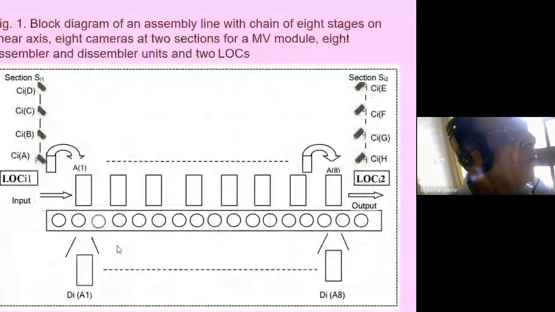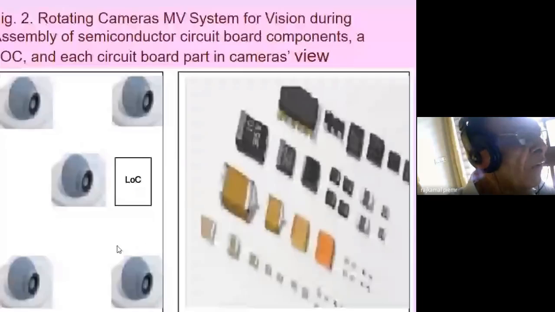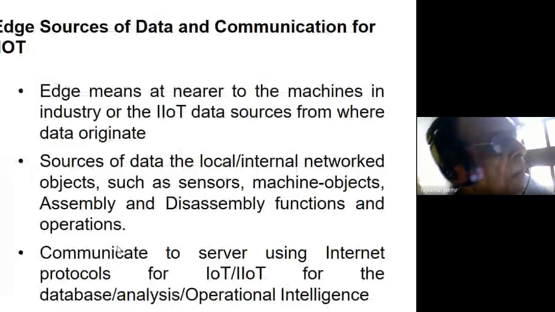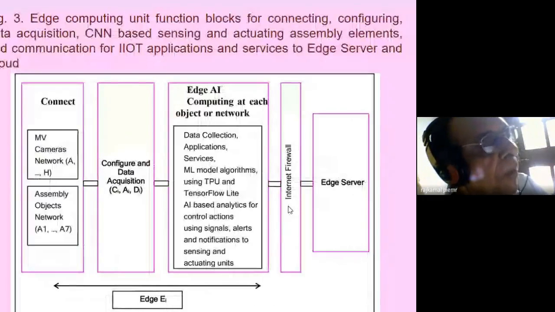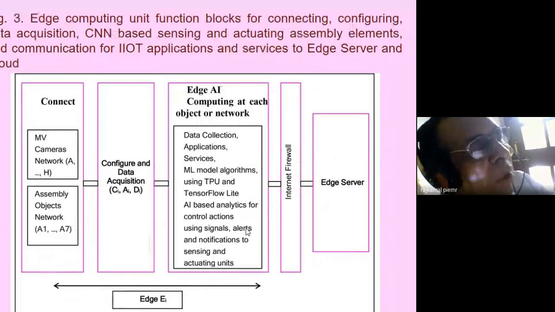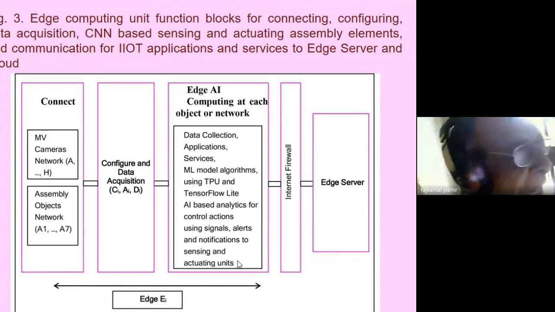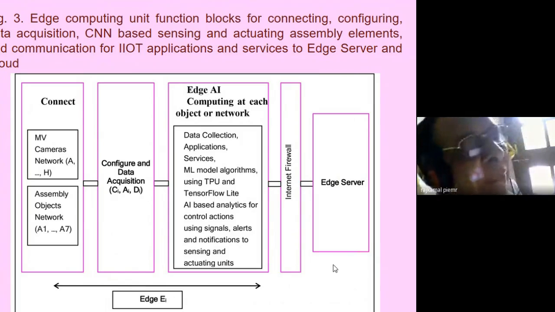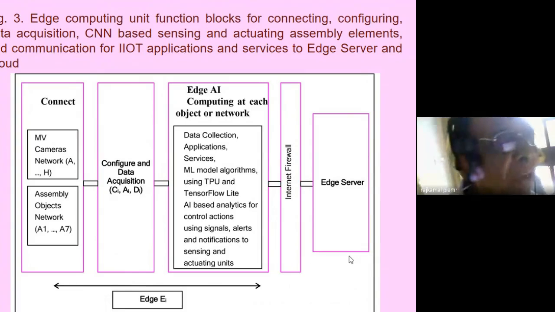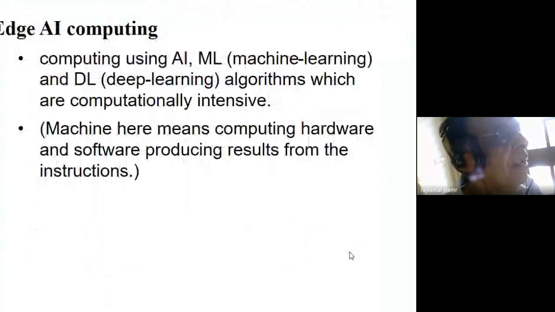So we have now come to another thing, the edge computing unit, which we have understood. The edge computing unit will be doing connecting operations, configuration operations, and then the AI operation, data collection, application services, as well as the control operations, sending notifications to the sensing unit and acting unit as per the output of AI inferencing from the convolutional neural network unit, and this data will be going to the edge server.